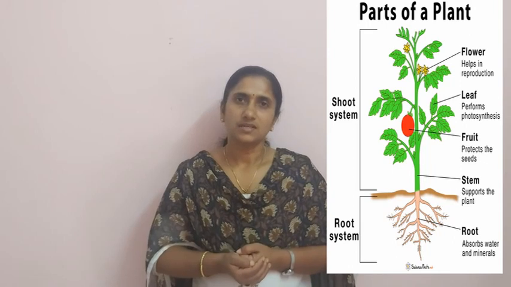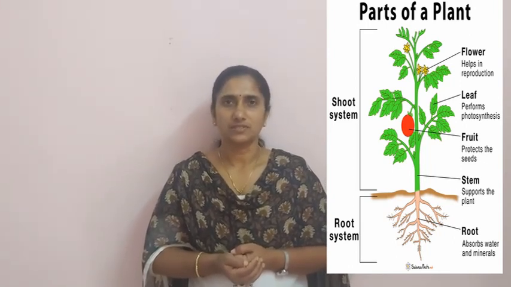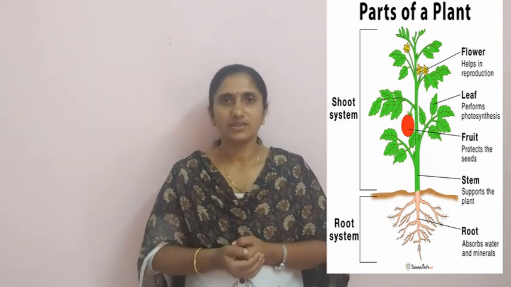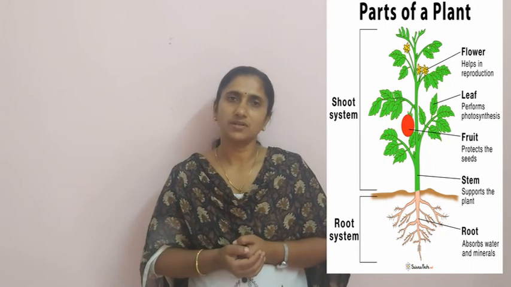In our last class, we learned different parts of a plant. Can you say the different parts of a plant? Yes, roots, stem, leaves, buds, flowers and fruits. These are the different parts of a plant. Today we are going to learn our 8th chapter, flowering plants.